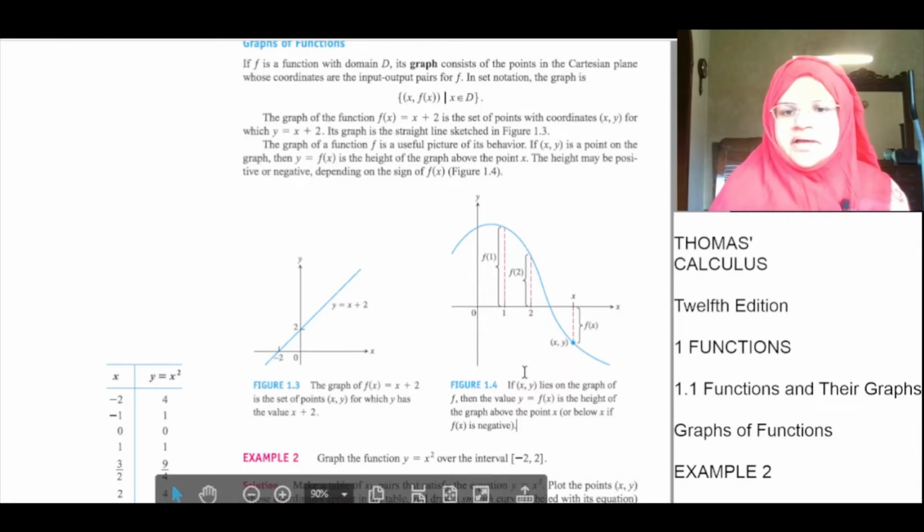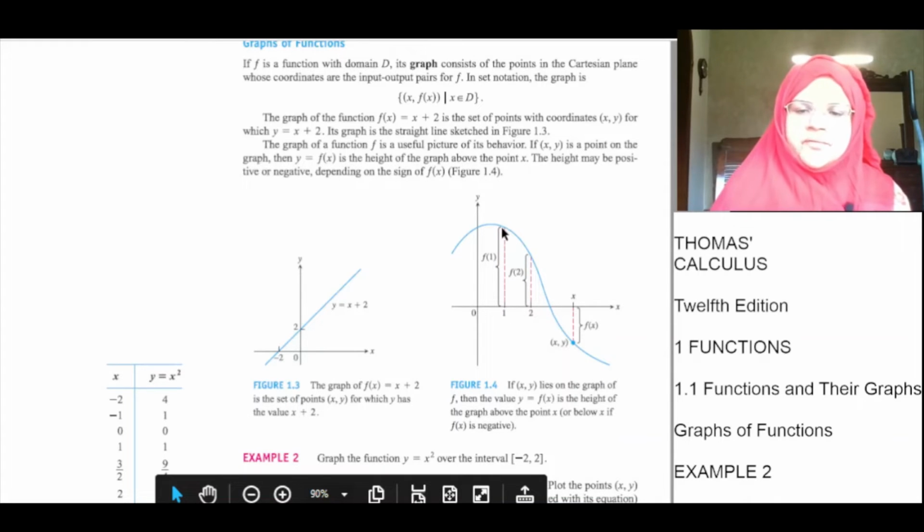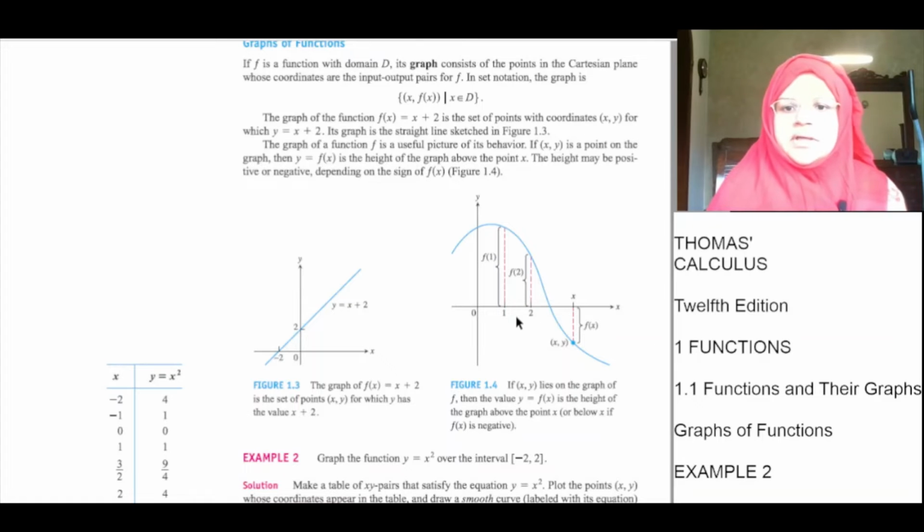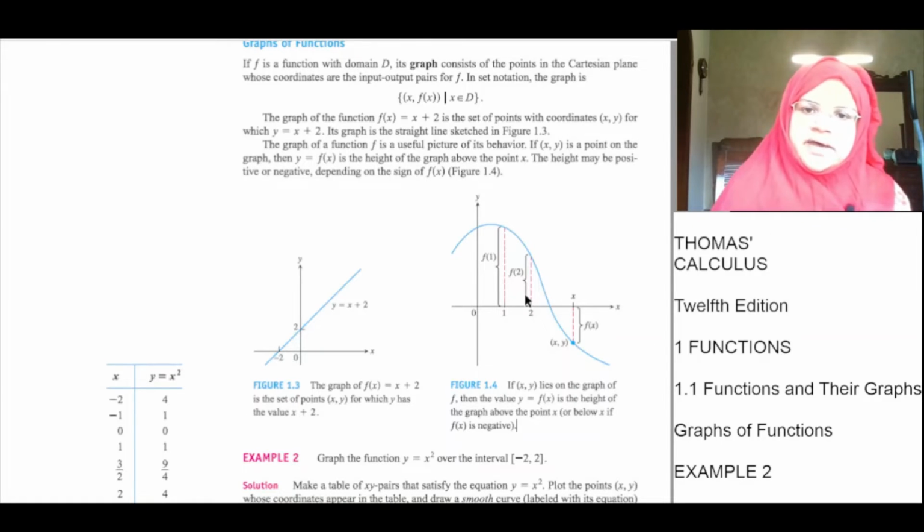If we study figure 1.4, we see that at x = 1, we get f(1), which is a positive y value. At x = 2, we get f(2), which is also a positive y value, but f(2) is less than f(1). If we look at x, f(x) is negative.